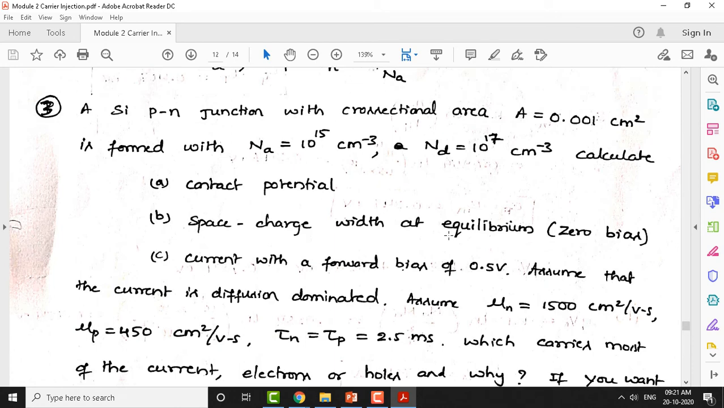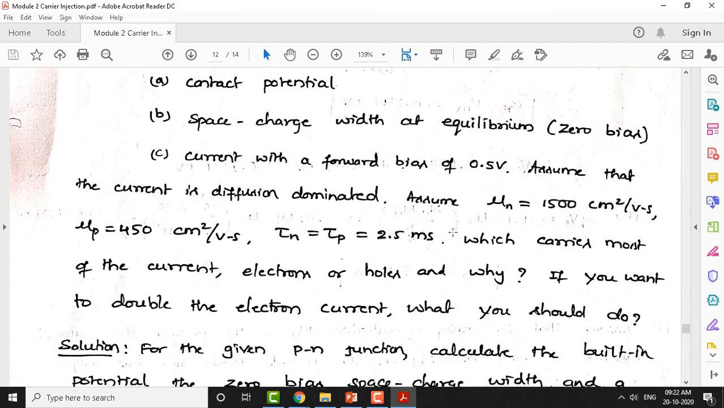This problem looks lengthy, but it is a very simple problem which you can solve here. First of all, write down the given data and use relevant formulas like the contact potential formula, the space charge width W formula, and the forward current formula, the current formulas in forward bias.